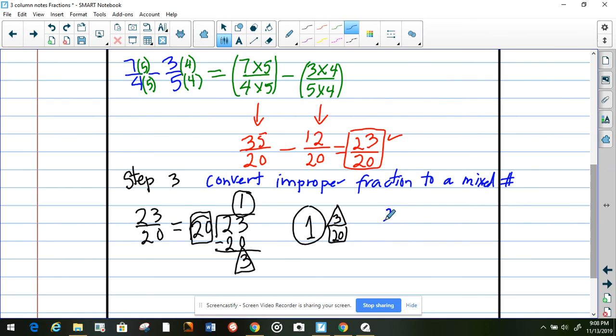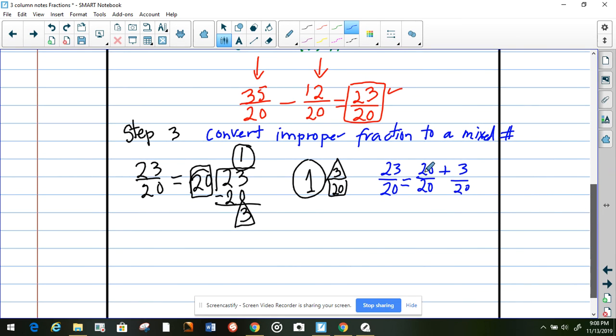So if you have 23, you break that one down into two numbers, 20 plus 3. And we chose 20 because the denominator is 20, and that allows you to convert this into a 1. So now we know that the answer is 1 and 3/20.